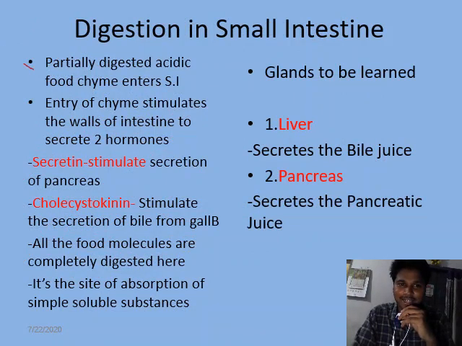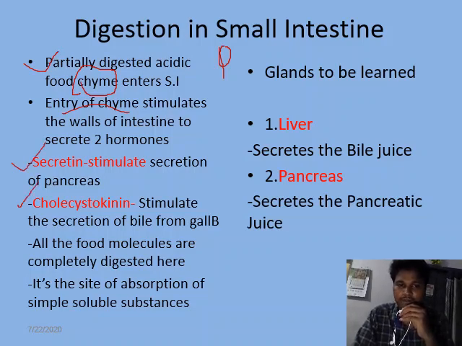The partially digested acidic food, which is called chyme, enters into the small intestine. So whatever food enters into the esophagus is called a bolus, and the food that enters into the small intestine is called chyme. So the entry of chyme stimulates the walls of the intestine to secrete two hormones. They are secretin hormone and cholecystokinin hormone.